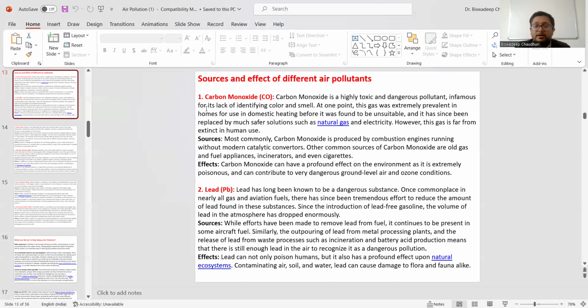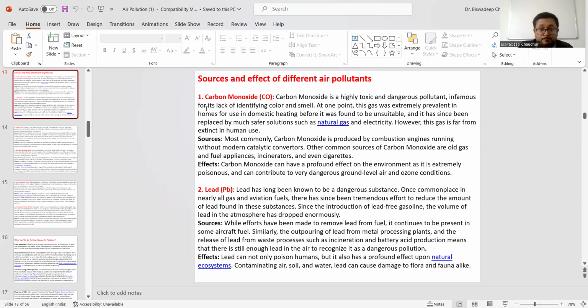This gas was extremely prevalent in homes for use in domestic heating before it was found to be unsuitable, and it has been replaced by much safer natural gas and electricity. However, this gas is far from extinct in human use. So, what is the main point? Most commonly, carbon monoxide is produced by combustion engines, petrol and diesel engines, and some industries where various petroleum motors are being operated.